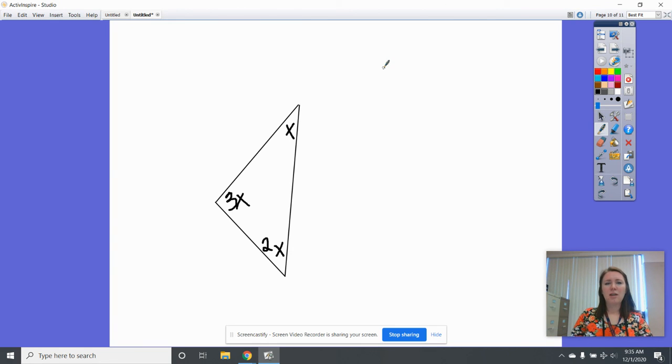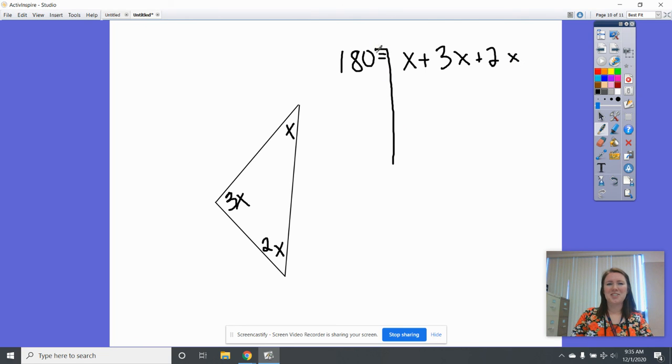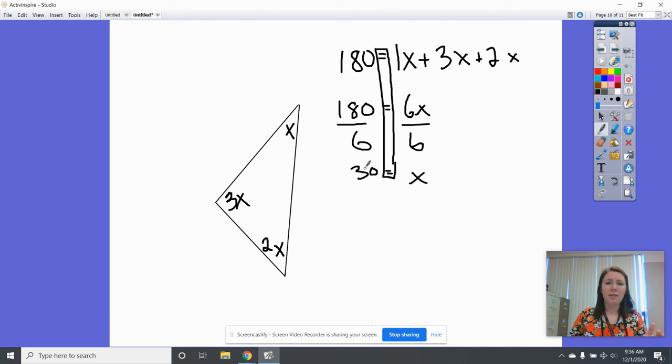The three angles of a triangle add up to 180 degrees. That's just a fact that you need to know. So that means I'm going to add x plus 3x plus 2x. And now I'm going to combine some like terms, which is great because they're all x's. So this is really a 1x plus 3x plus 2x, which equals 6x. And now it's just a one-step equation. Divide by 6 on both sides, and x equals 30. But I'm not done yet. I have to plug that back in.